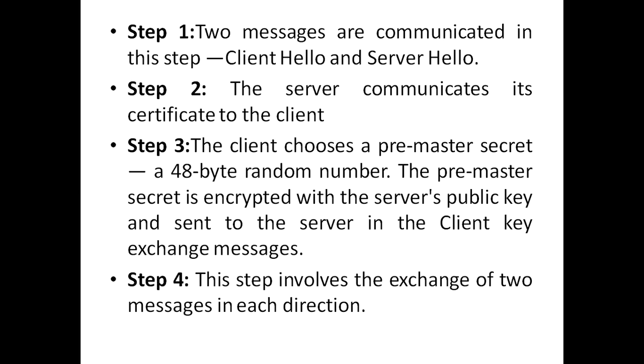Along with these 4 decisions, which we call the cipher suite, both sides choose and exchange 2 32-byte nonces, RA and RB. So this is the first step.